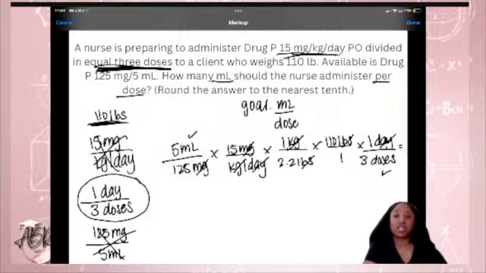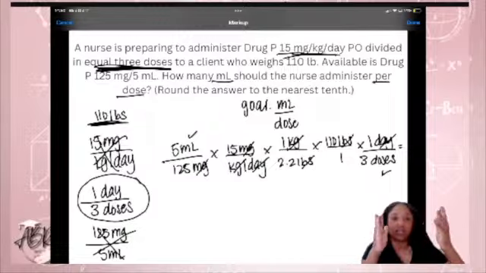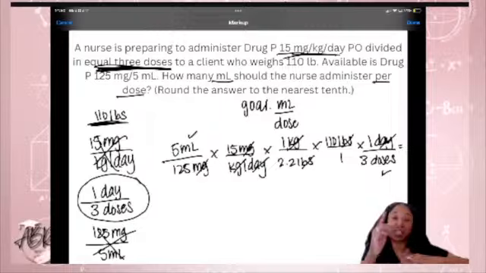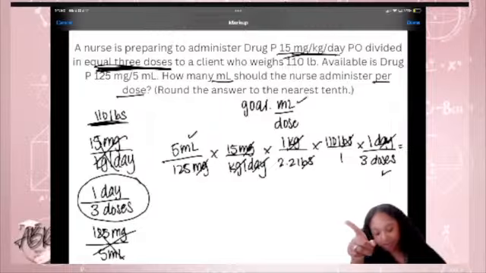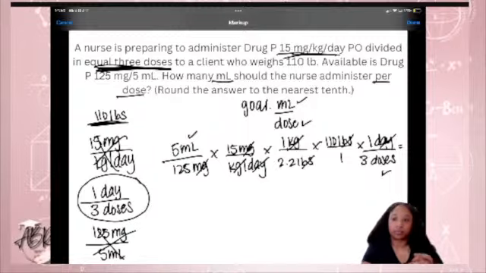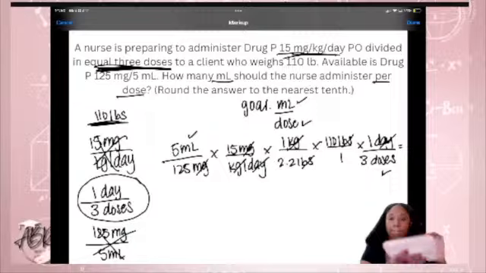Do you see that we have not done any type of math until the end of the problem? All you are doing is taking what's relative to each other, setting it up where the units cross out on the top and on the bottom, except for milliliter on the top and dose on the bottom. No fear, no tears. Okay? Yes, I'm doing dimensional analysis.